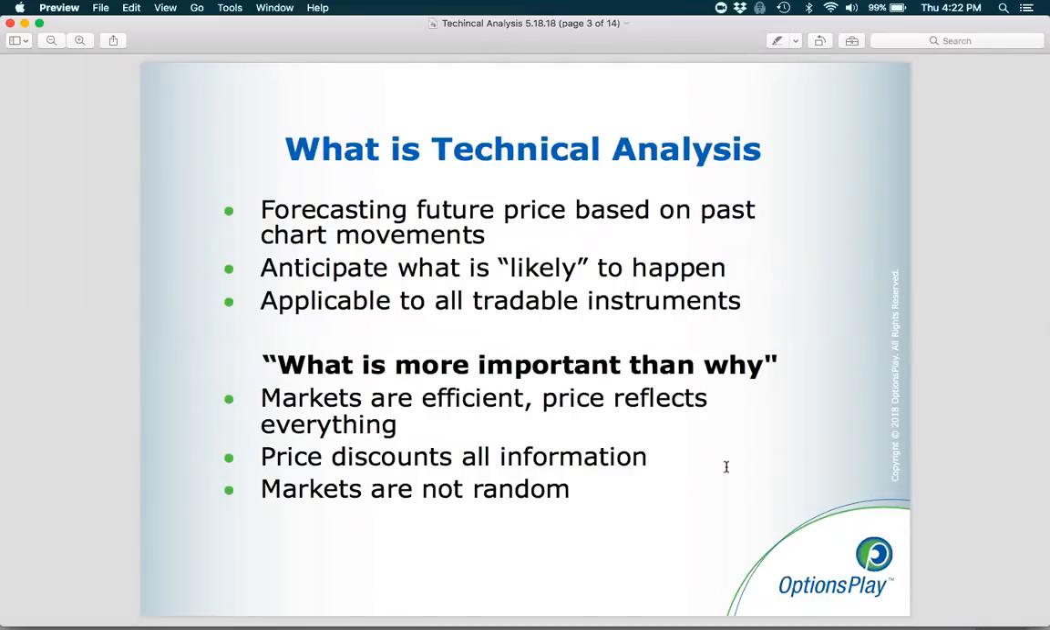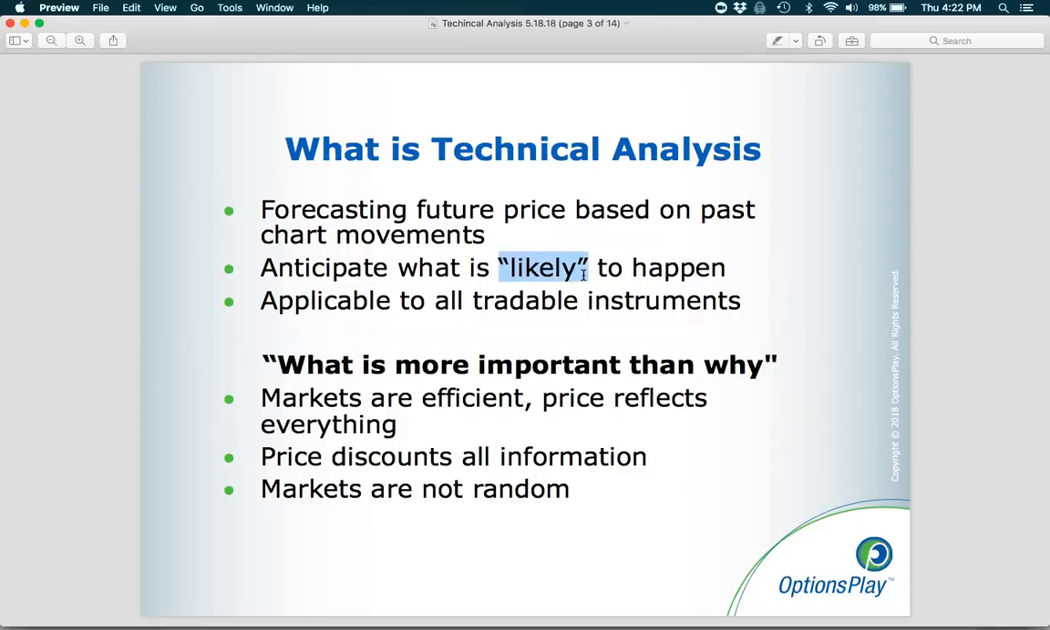Quick intro. What is technical analysis? It's really simple. It's forecasting the future price of a stock based on the price of past chart movements. So what we're really looking at is the historical price movements of any underlying stock, ETF, or asset, and we're using that historical price to try to predict the future price. And what this allows us to do is anticipate what is likely to happen. And that's the key word here, what is likely to happen.